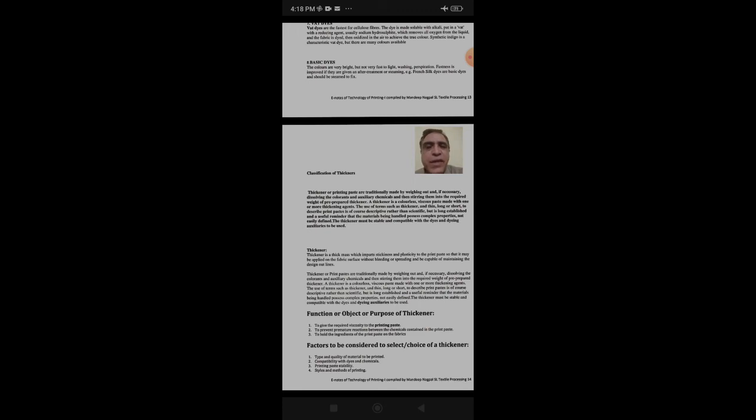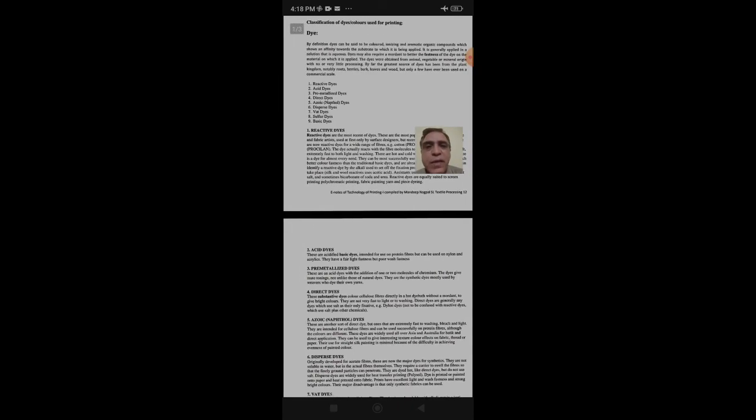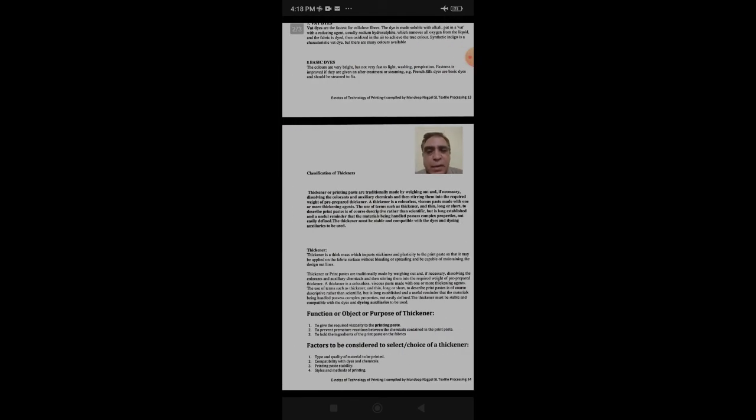Next is the basic dyes. These are also used for protein fibers like wool or silk materials, and nowadays they are used for acrylic fibers, which is next to wool. So this is the classification of various dyes which we are using in the printing of various materials. Next is classification of thickeners.